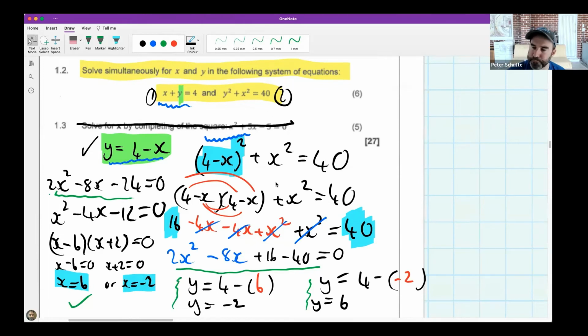Go ahead, Bongo. My question is, why are we dividing the equation by 2? Okay. All right. The reason I divided by 2 was I wanted to make the equation simpler.